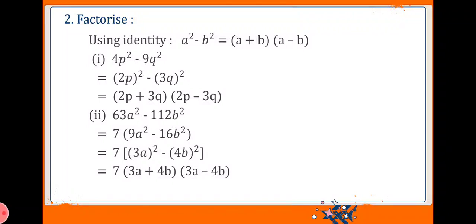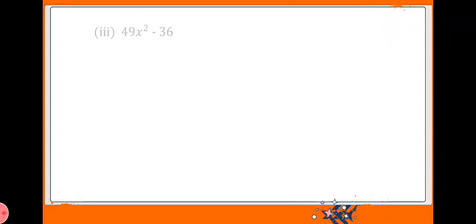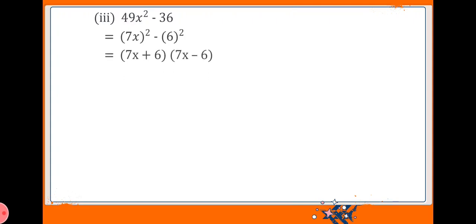Next, question number 3: 49x square minus 36. Again you can see 49 is the square of 7 and x square is the square of x. That is, the first term is the square of 7x and 36 is the square of 6. So we can apply the third identity directly. That is, 49x square minus 36 equal to 7x whole square minus 6 whole square. That is equal to 7x plus 6 into 7x minus 6.